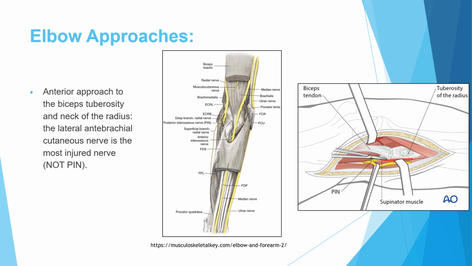So the most commonly injured nerve and the most common nerve complication is irritation of the lateral antebrachial cutaneous nerve, which is the continuation of the musculocutaneous nerve, and it's not actually an injury to the PIN.